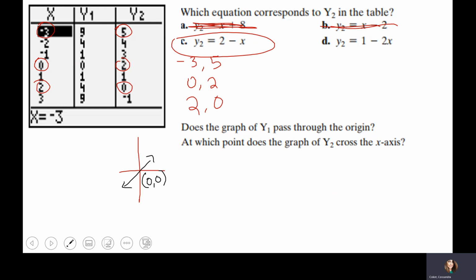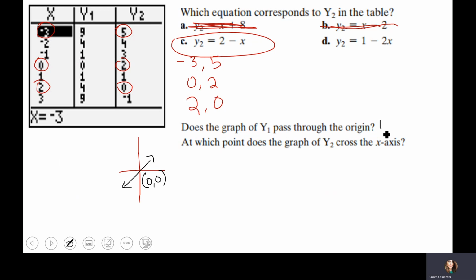And also you have to make sure that you've got the whole pair, 0, 0. So does the graph of y1 pass through the origin? Yes, because you've got both x is 0 and y is 0. You've got that ordered pair.